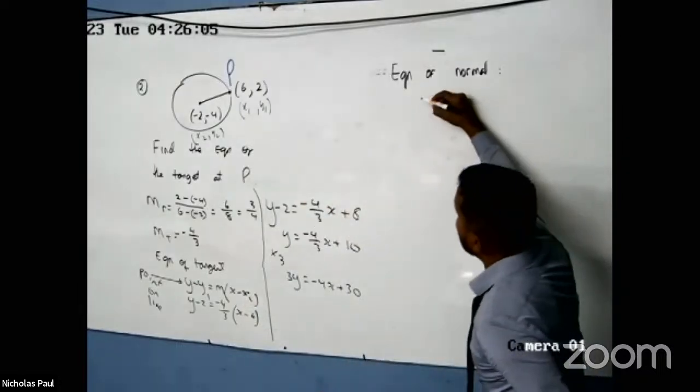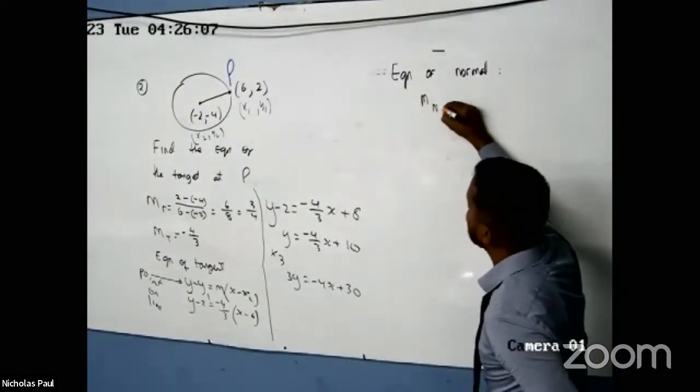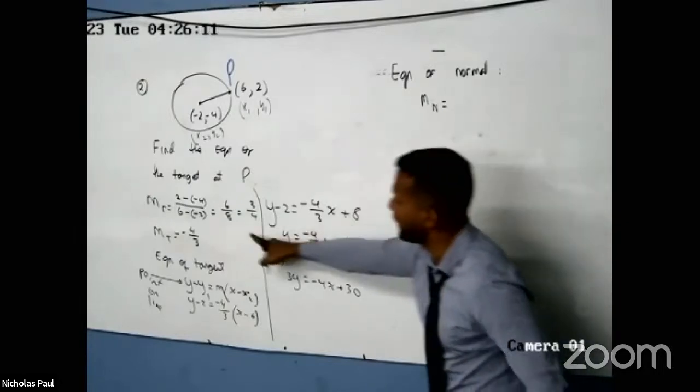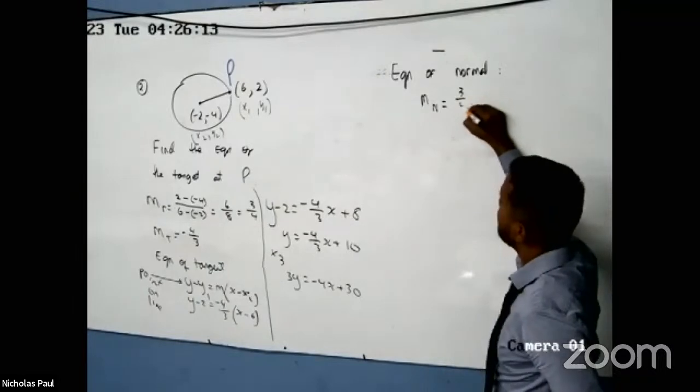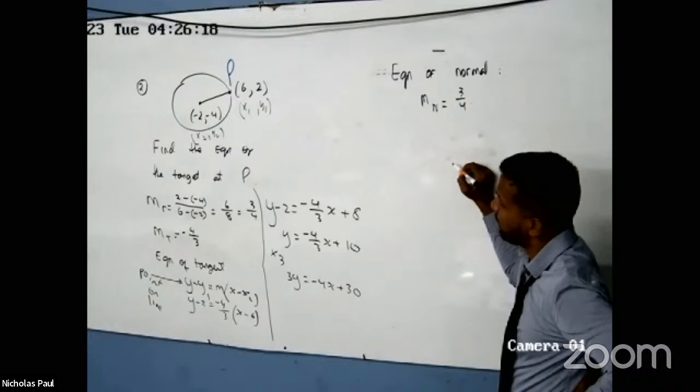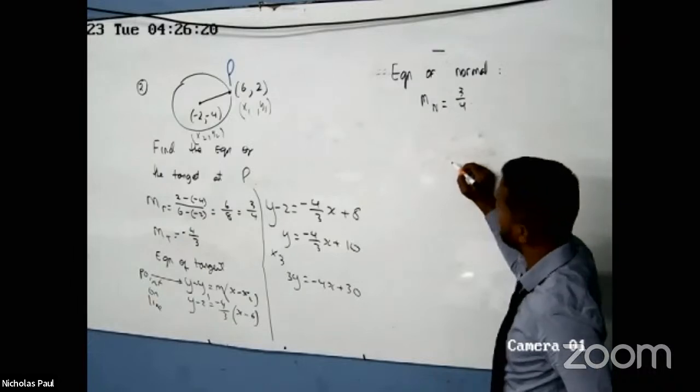What will be the gradient of the normal? Same value here, 3/4. Question. I have two options. Sorry, I'll tell you the answer.